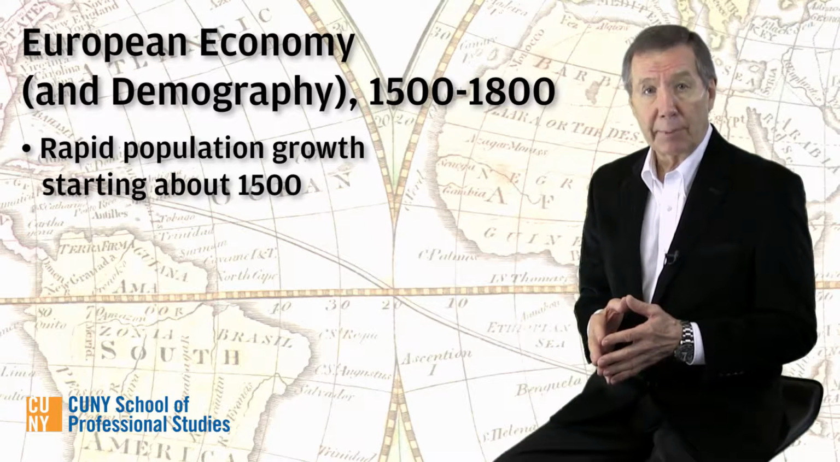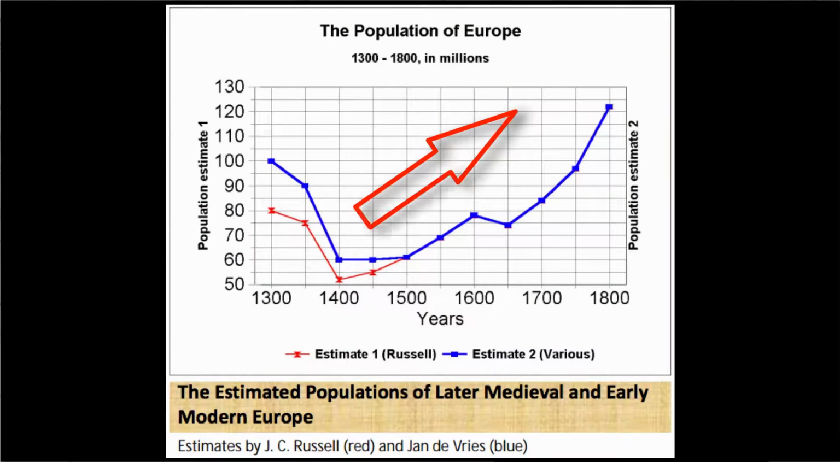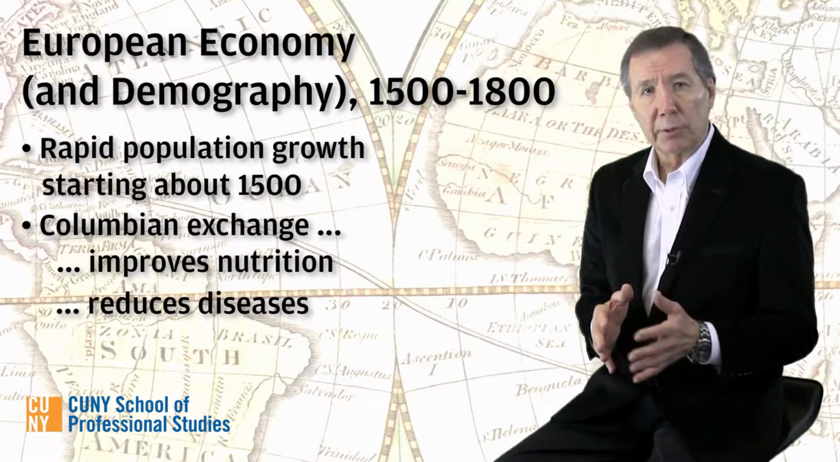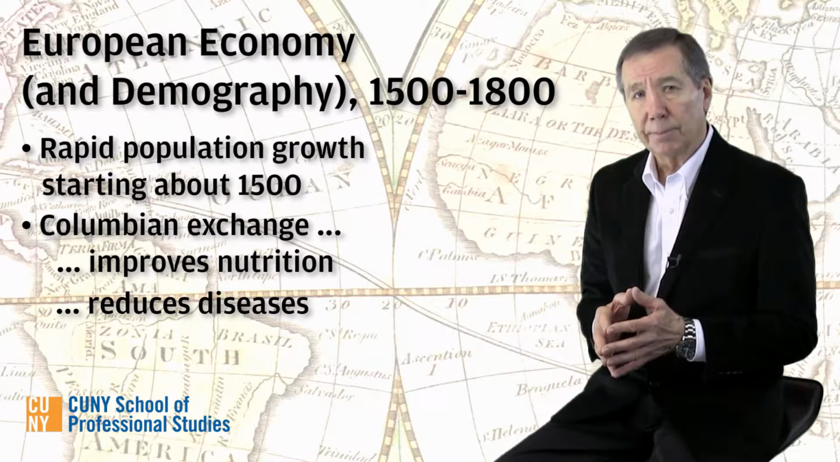Today we'll concentrate on the economies that developed in Europe between 1500 and 1800. Let's start with the rapid population growth that occurs in the 16th century, largely as a result of the Columbian Exchange, which improved nutrition and, just as important, reduced susceptibility to diseases.